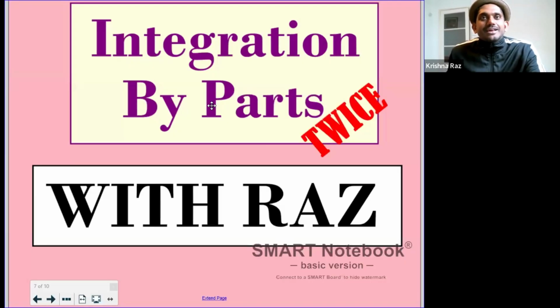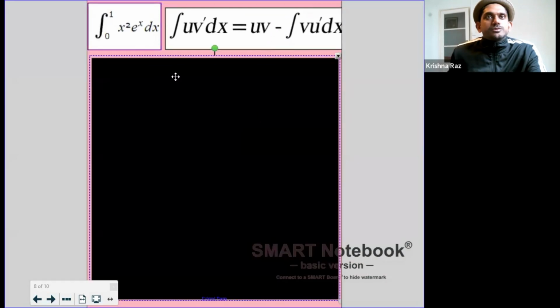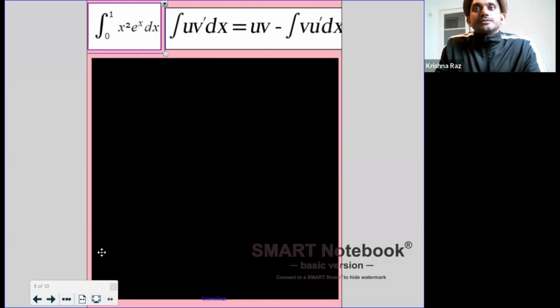Hi, I'm Raz, and in this video we'll be looking at integration by parts twice. So we saw in the last video what the formula was. I've just put that in the top corner. I'll get straight into it.